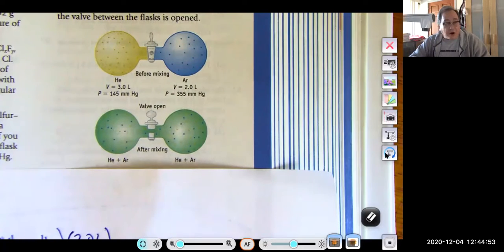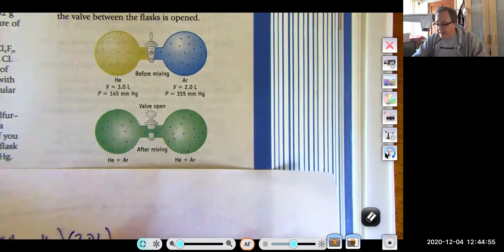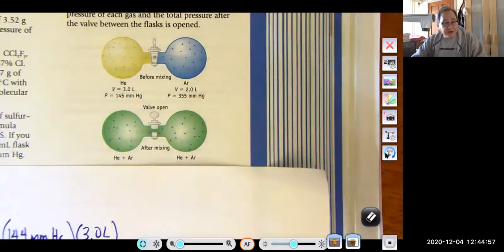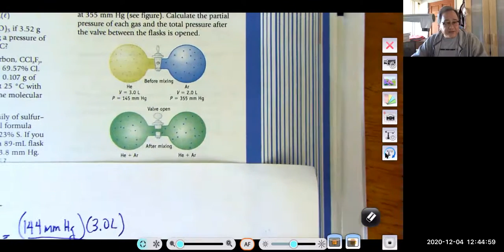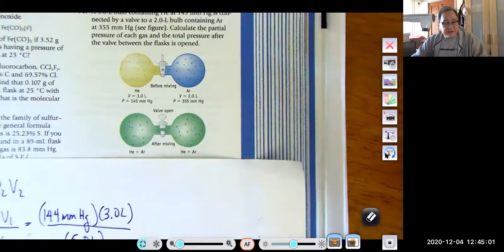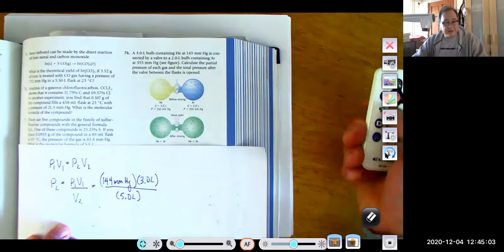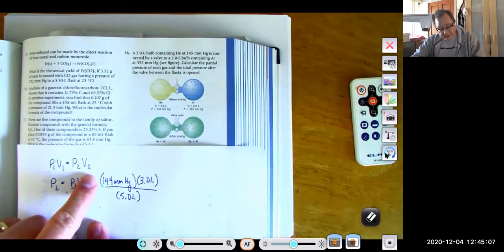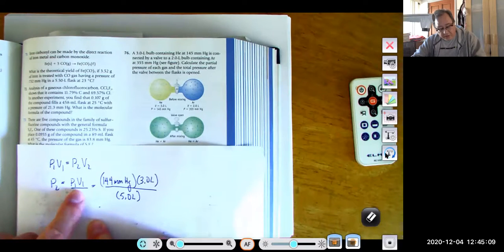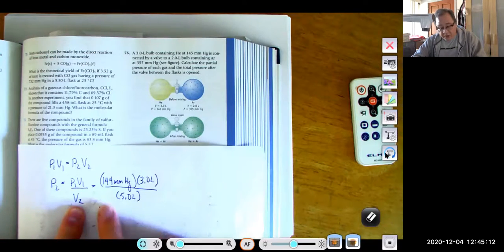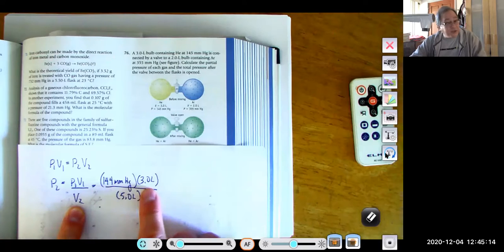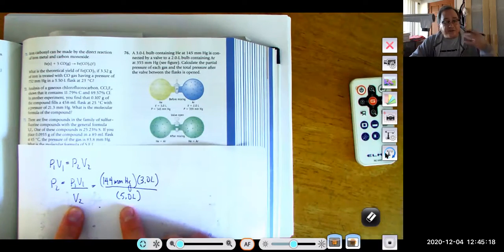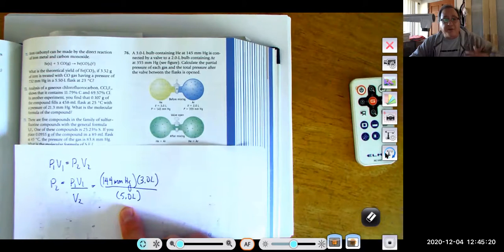So this is one of the parts where you may make a mistake. Let me show you what I've written here for part of my solution. I've done this: P1V1 is equal to P2V2. P2 is P1V1 over V2, 144 millimeters of mercury times 3.0 liters. Here, V2 is the final volume, which is the sum of both spheres.